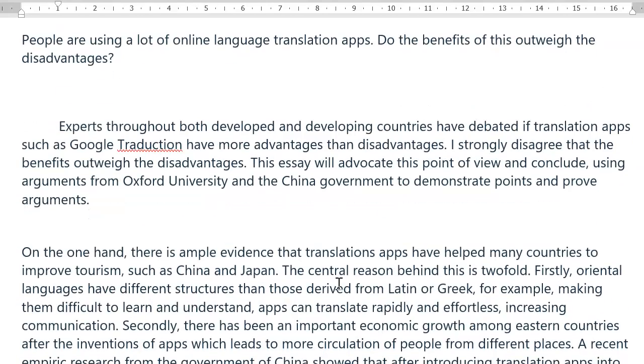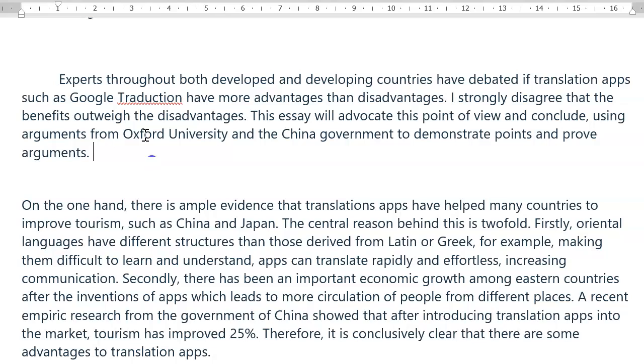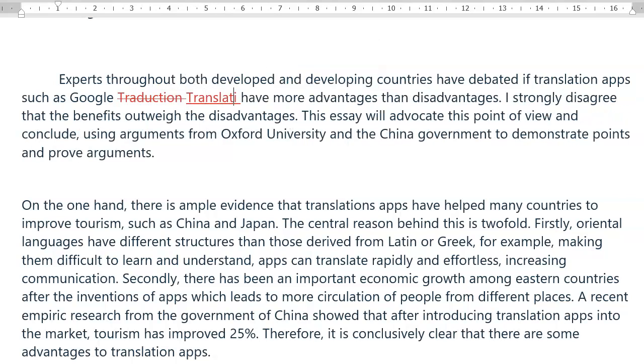Now let's have a look at the essay. This is about language translation apps. Do the benefits outweigh the disadvantages? Let's see. Okay, here and further. It's not Google Traduction. I'm not sure how it's pronounced in your native language. It's Google Translation. Here and further. Translation. Or Google Translator, as you wish.